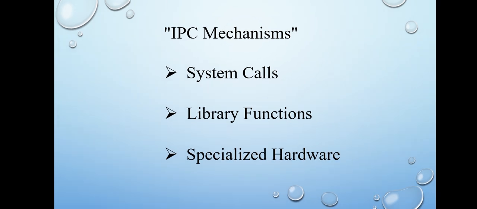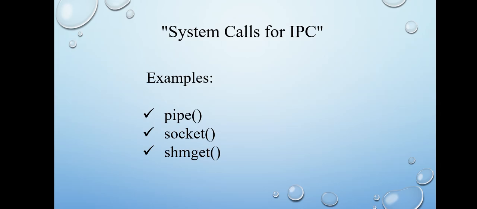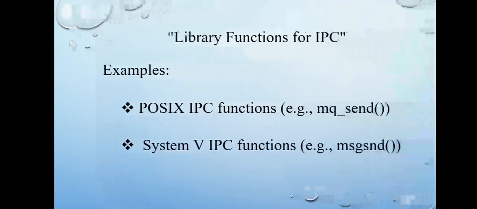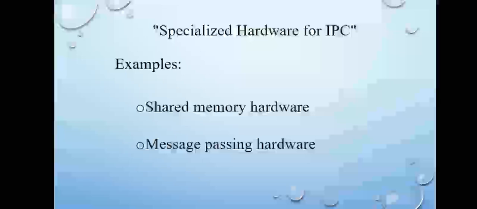Then the IPC mechanisms are system calls, library calls or functions, and specialized hardware. The system calls, examples like pipe, socket, and system calls. These are the methods of system calls. Next, library functions. Examples are POSIX IPC functions and System V IPC functions. Then the specialized hardware IPC. Examples are shared memory hardware and message passing hardware, which we have seen previously.